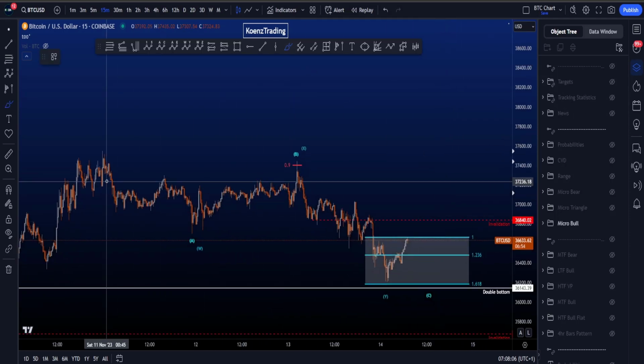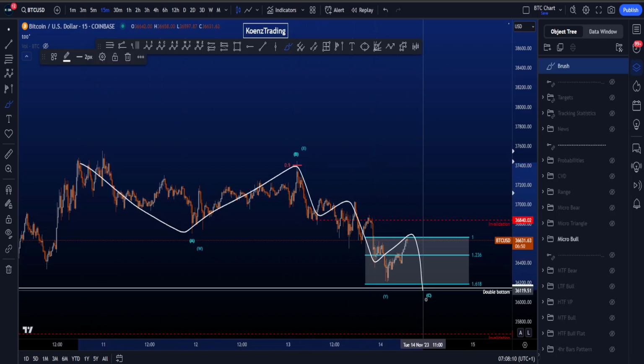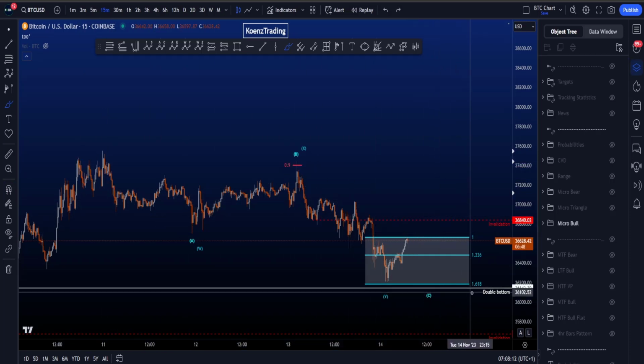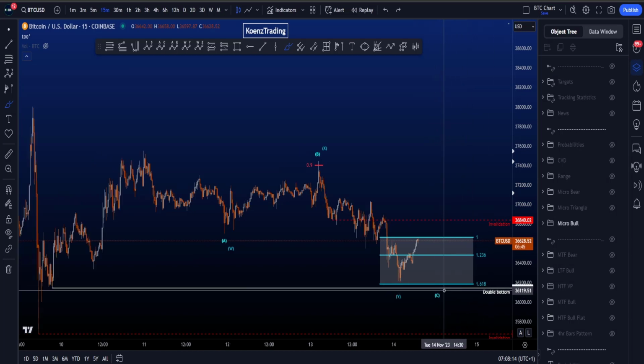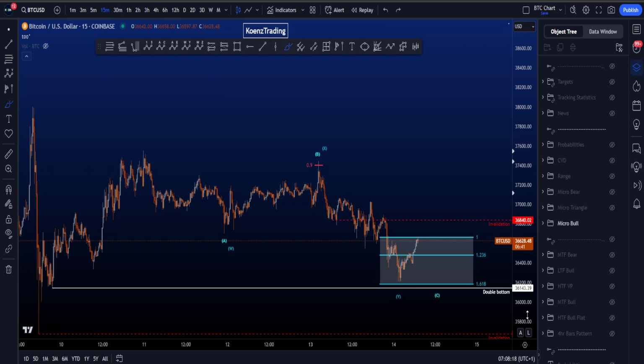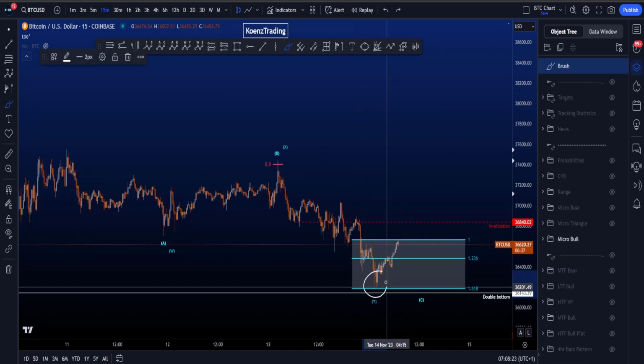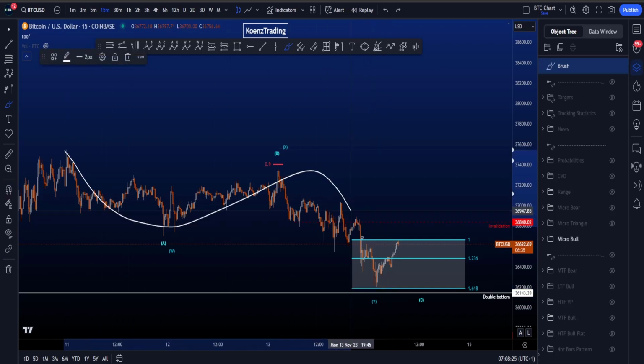Now for an ABC, we're then looking for a flat structure in a 3-3-5, a 5-wave move to the downside, meaning that preferably for a wave C, we're going to see one more low and also take the double bottom over here that price left at 36.1k. For a wave Y, however, this preferably is your low and then a double zigzag structure.